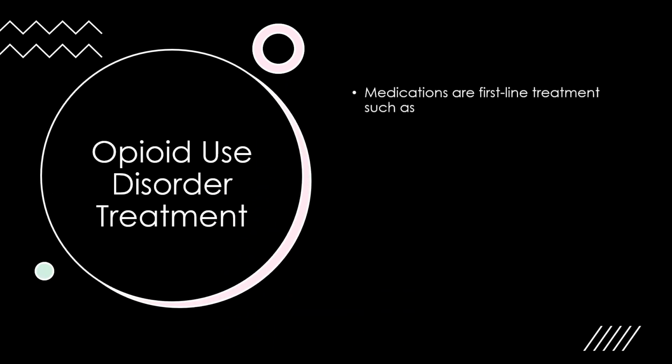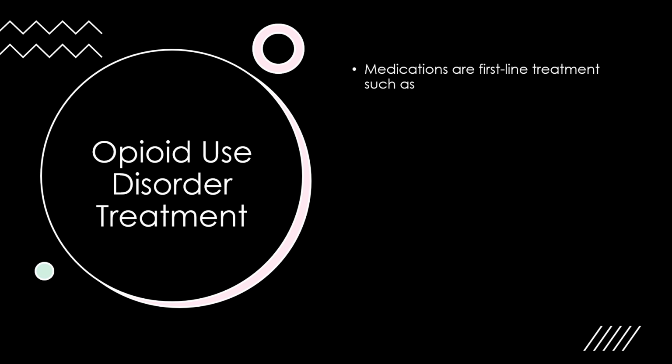Opioid use disorder treatment. Medications are first-line treatments, such as methadone, Suboxone, Subutex, and Vivitrol.